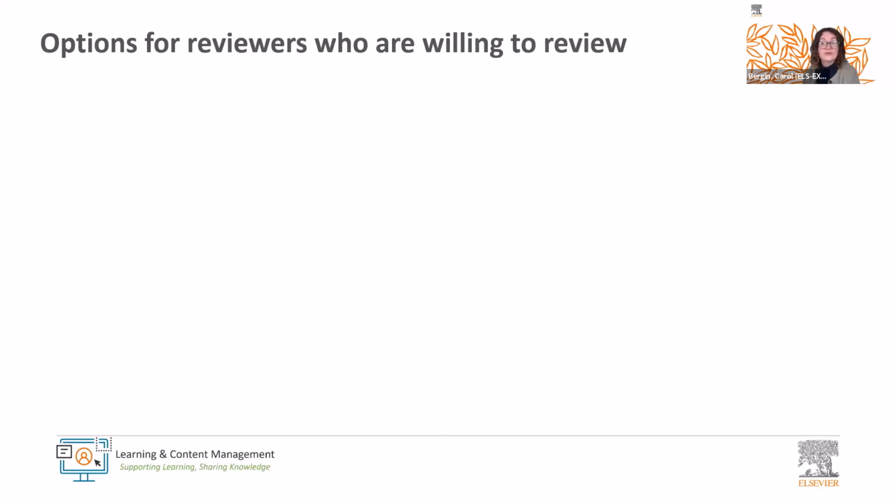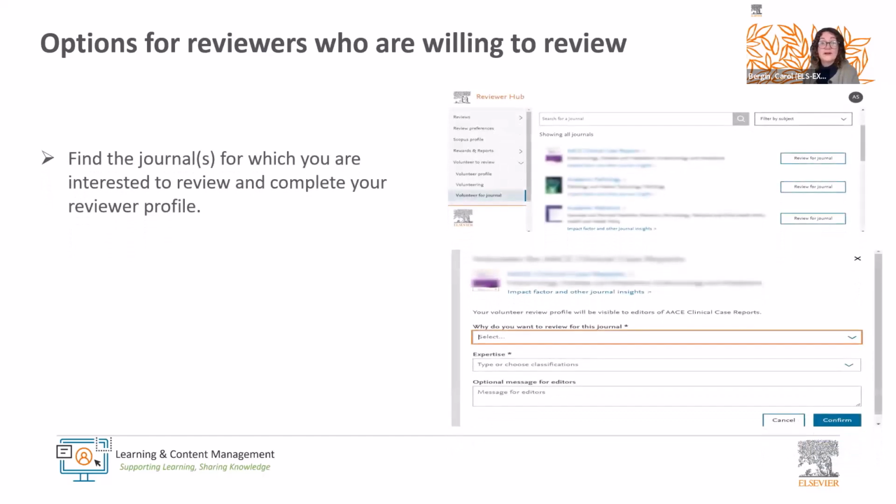So just go to the Reviewer Hub volunteer page, and the link to that will again be posted in the chat section. You would then find the journal that you're interested to review for, and you would complete your reviewer profile. As you can see in the screenshot here, go to that Volunteer for Review tab, find the journal, and enter any information that's useful to you.